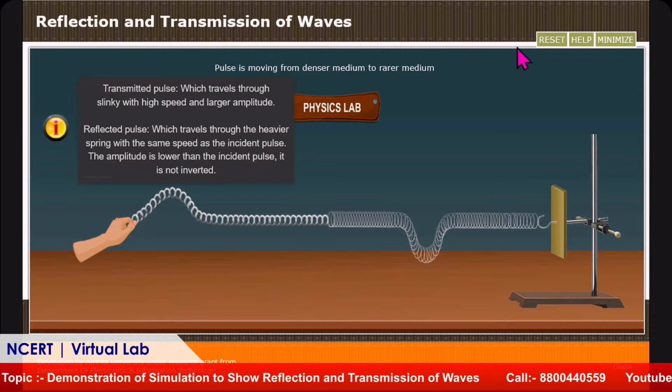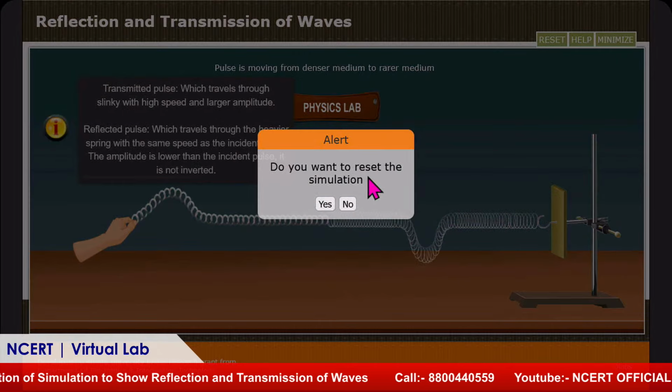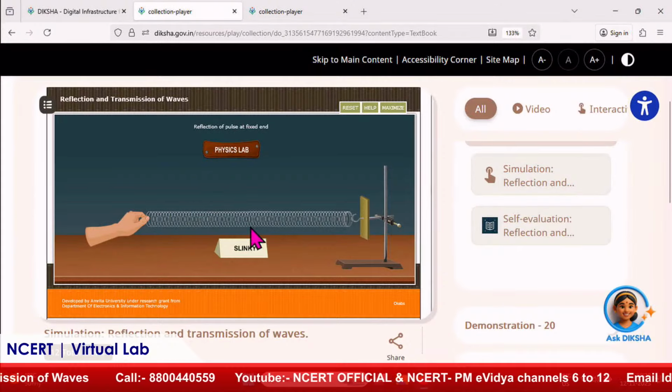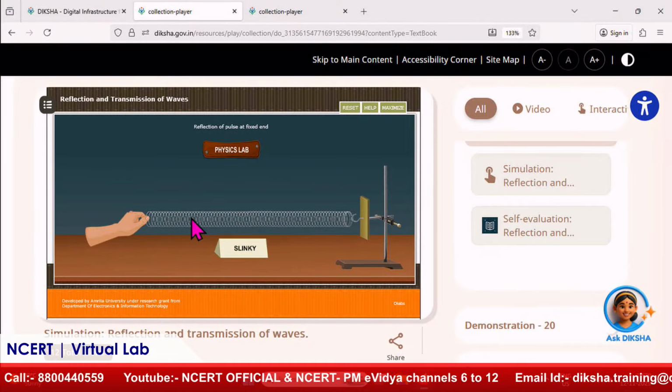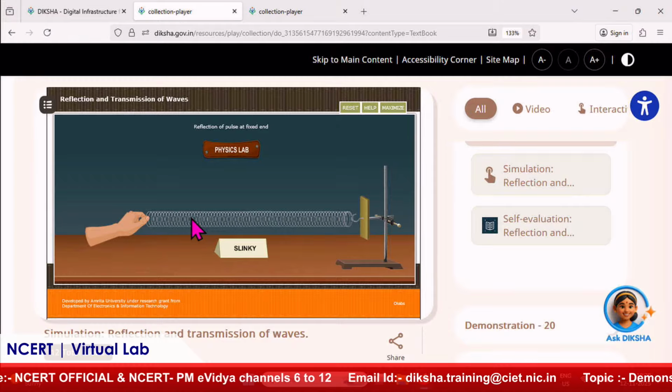At the same time, they can reset it also. Do you want to reset the simulation? Yes. If they want to do it again, we can simply reset it. So this is the simulation part of the experiment, and one by one they can understand all the concepts of reflection and transmission, what will happen at the closed end, what will happen at the closed boundaries. This will matter in each and every case.